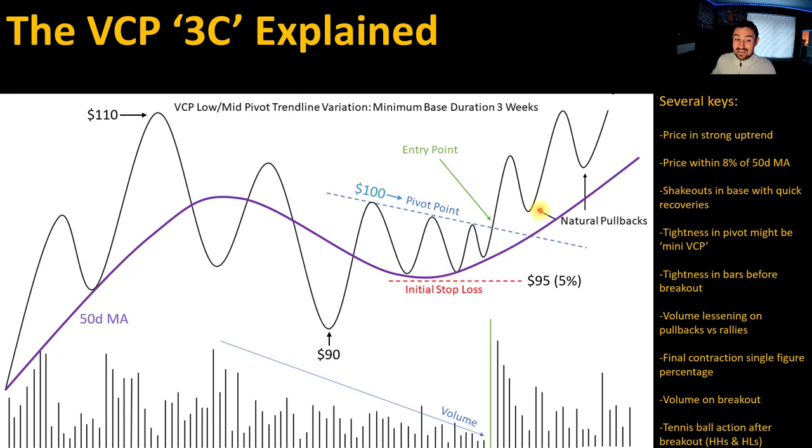Now, the best candidates invariably will set up above the 50-day moving average. Shakeouts in the base with quick recovery. So you see here how we go down to $90 and then we quickly recover. Tightness in pivot might be a mini VCP.